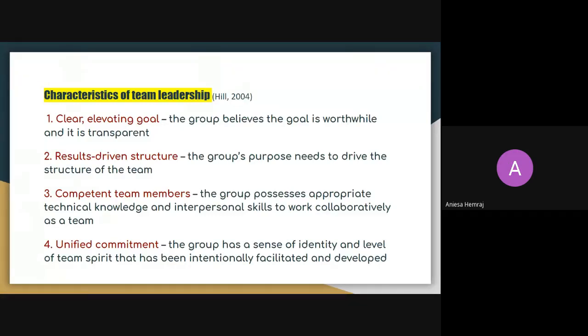So characteristics of team leadership. 1. Clear elevating goal. The group believes the goal is worthwhile and is transparent. 2. Result-driven structure. The group's purpose needs to drive the structure of the team. 3. Competent team members. The group possesses appropriate technical knowledge and interpersonal skills to work collaboratively as a team. 4. Unified commitment. The group has a sense of identity and level of team spirit that has been intentionally facilitated and developed.